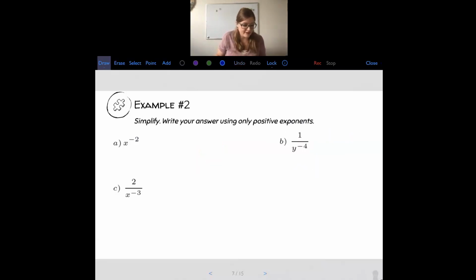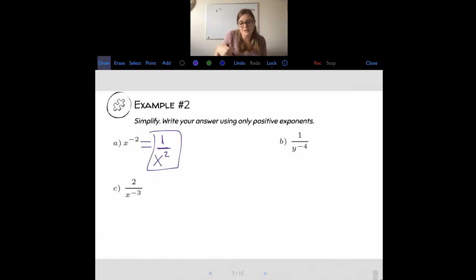Next, simplify, write your answer using only positive exponents. So now we're going to bring in some variables here. For the first one, x to the -2nd power, it's in the numerator. We're going to bring it to the denominator, make the exponent a +2, and then we can't go any farther with this. So this is 1 over x squared.